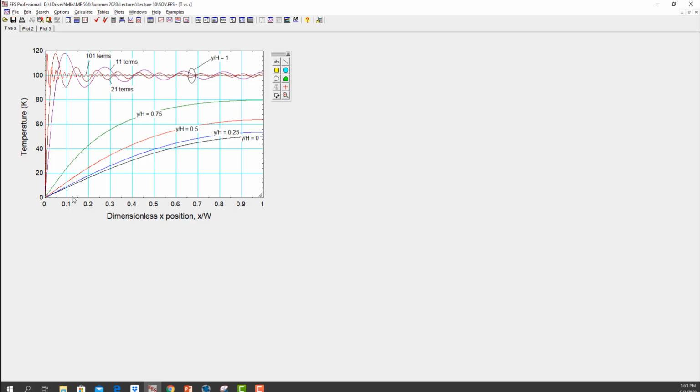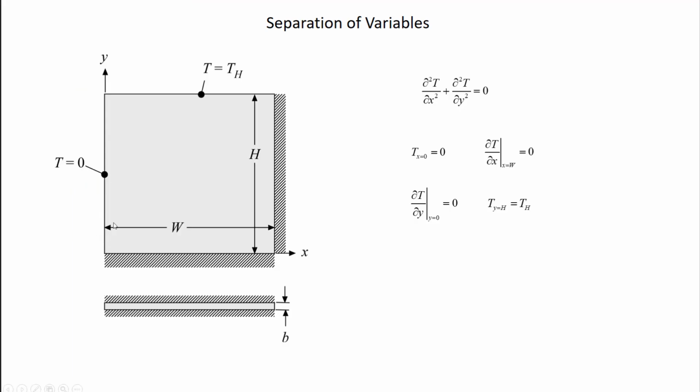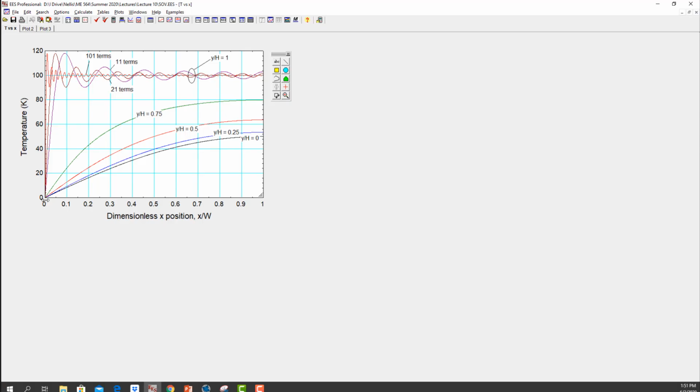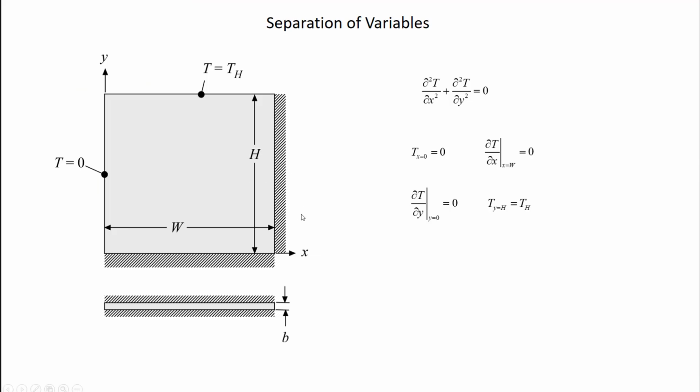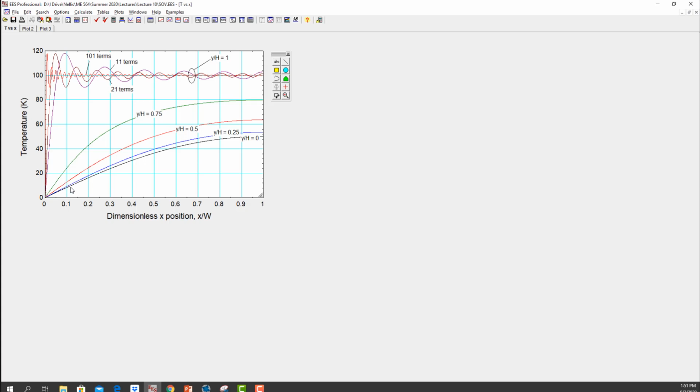So if I look at this, that makes sense, right? I have the temperature always on the left side has to be 0. That's the boundary condition here. They all go to 0. The temperature on the right side needs to be flat. The boundary condition here is flat. And then I just am increasing in temperature as I move up towards up here at Y over H equal 1. These are all with 11 terms, except for up here I did it with a few more terms.